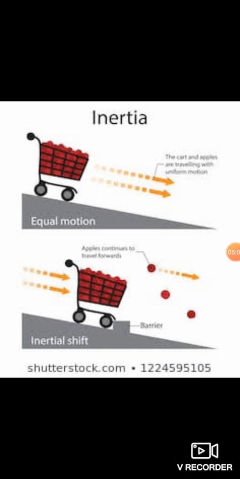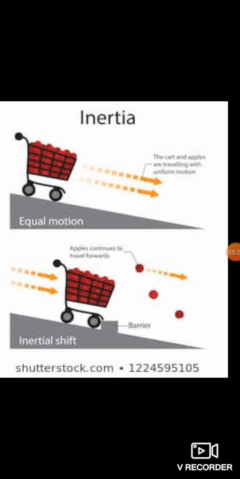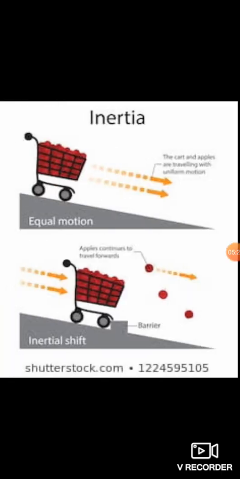See, one trolley full of balls is moving. In diagram 2, the trolley is stopped due to a barrier, some obstruction. The trolley and the balls are two systems. When the trolley gets stopped, the balls continue their state of motion, and that is the reason the balls fall from the trolley.